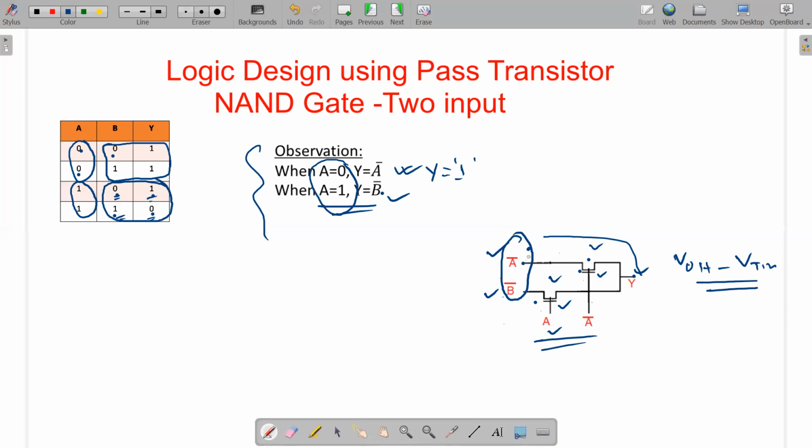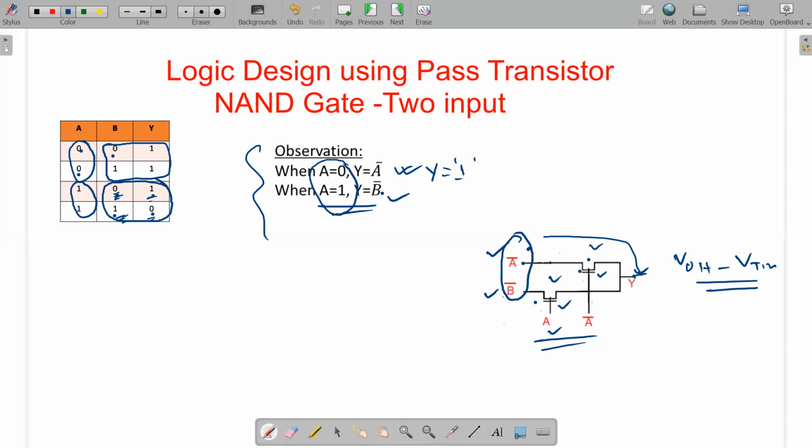If your input is logic 0, then it is not a problem. Here we don't know whether the input is logic 1 or logic 0, because it comes from A bar. A may be 0, may be 1. Similarly, B value may be 0, may be 1, so B bar may be 1, may be 0. When B bar is 0, no problem, at the output you will get 0. But when B bar is 1, then how much output will you get? VDD minus 1 VT. One threshold voltage drop will take place.